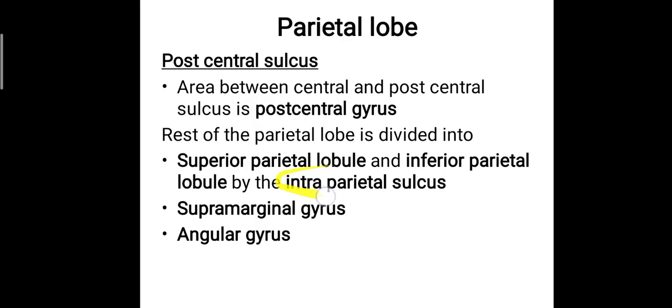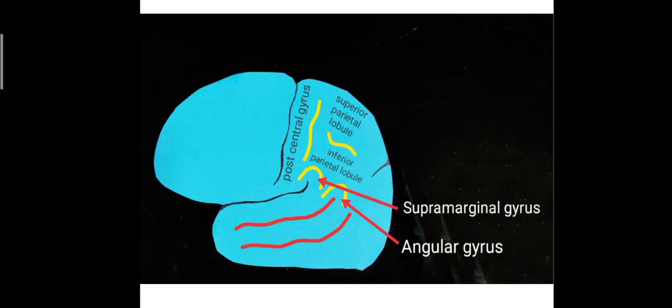I repeat, the area after the post-central gyrus or the post-central sulcus is again divided into two by an intraparietal sulcus. And in addition to that, there are two other gyri, namely the supramarginal gyrus and the angular gyrus. So let's have a diagrammatic representation of the same.